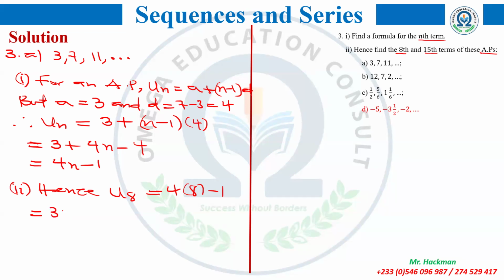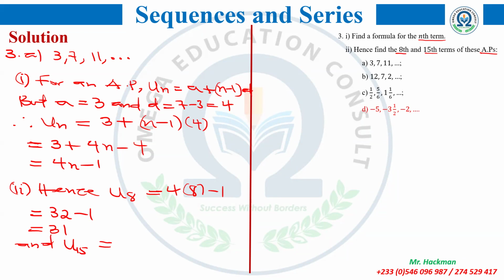32, then minus 1, which will be equal to what? 31. And we have another term that we are supposed to find, which is u sub 15. The 15th term is represented by u sub 15, and that will be equal to... okay, Prof. Kofi.